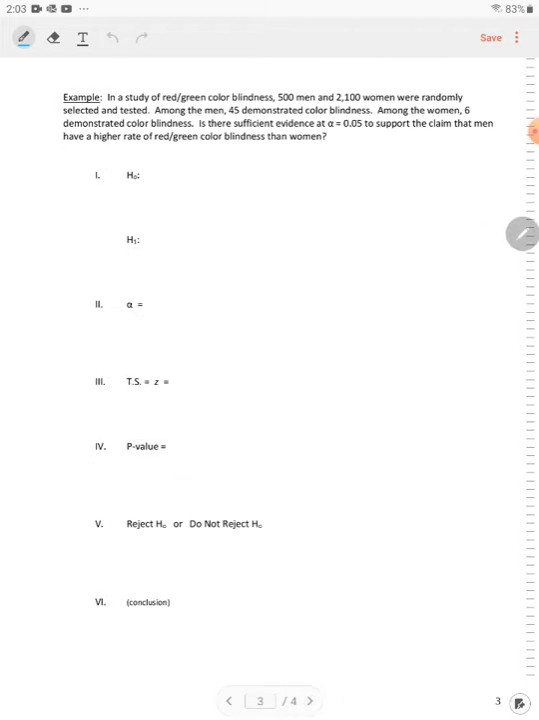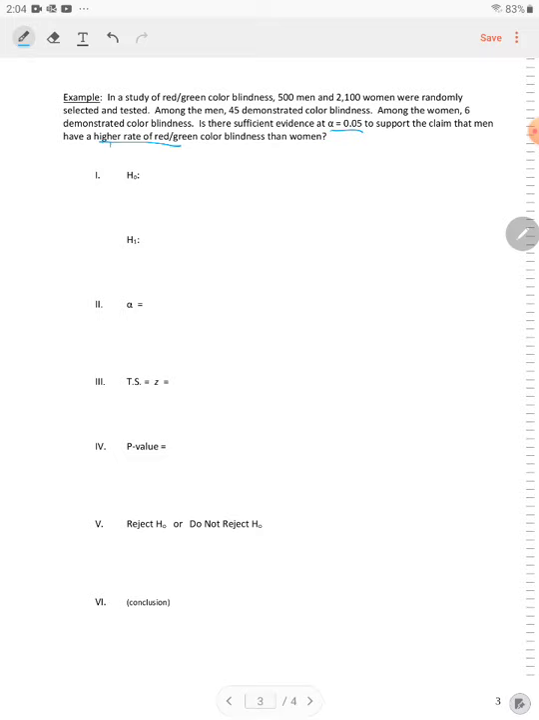Example. In a study of red-green color blindness, 500 men and 2,100 women were randomly selected and tested. Among the men, 45 demonstrated color blindness. Among the women, 6 demonstrated color blindness. Is there sufficient evidence at alpha equal to 0.05 to support the claim that men have a higher rate of red-green color blindness than women?